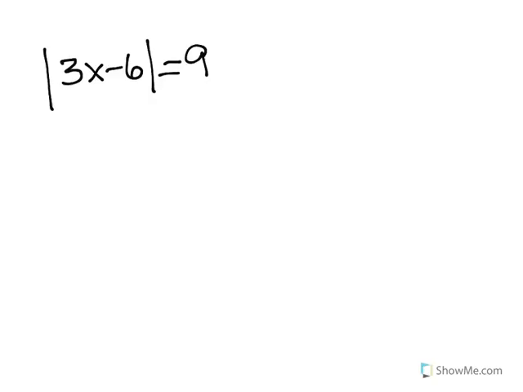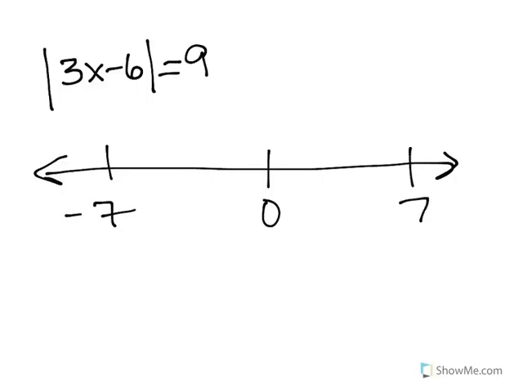Now we're going to be looking at how to solve absolute value equations. So the absolute value of a number is the distance away from zero. If we look at a number line, and we have 0 and we have -7 and 7, the absolute value of these numbers is the same because this distance is the same as this distance.